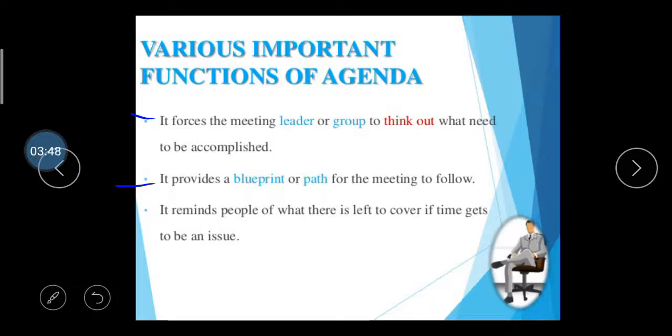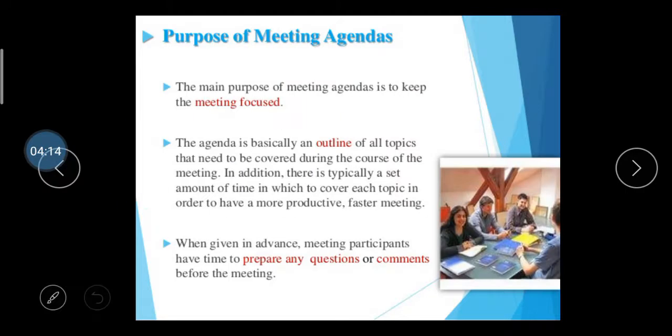And third, it reminds people where they are, what is left to cover, and the time, so that time does not become an issue. Whenever people need information, they can easily see that at this time they discuss this topic, and at that time another topic. So it saves time for all participants. Then, what is the purpose of the agenda? Why do we write agendas?